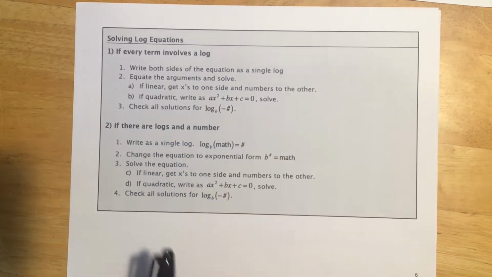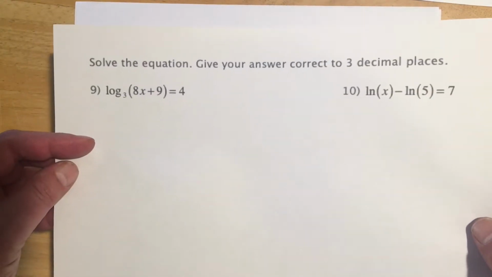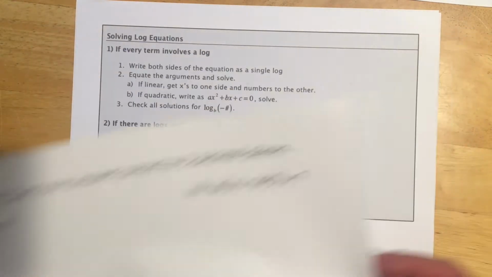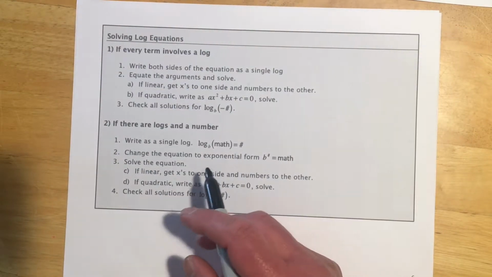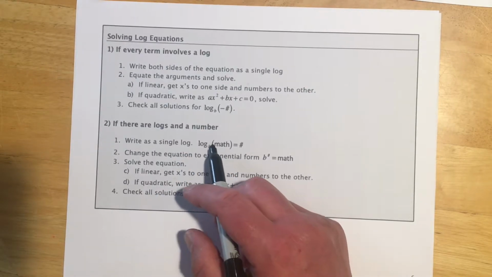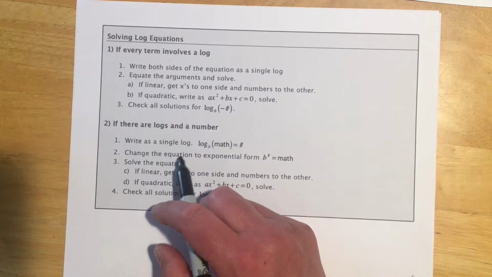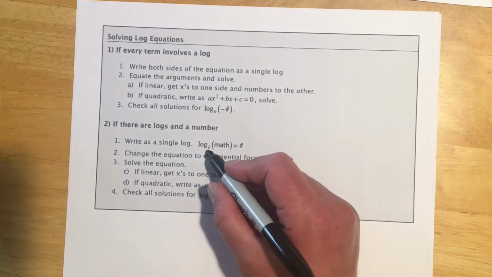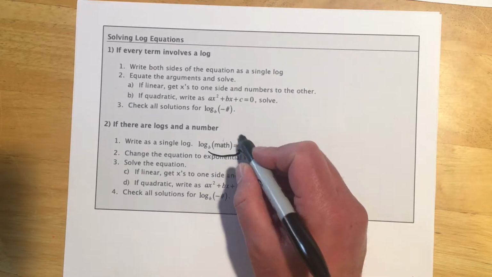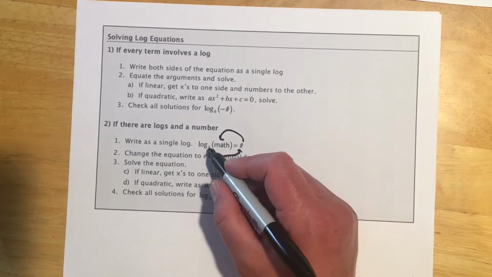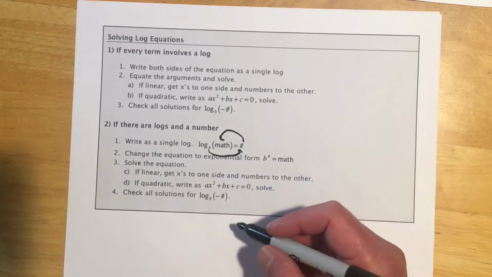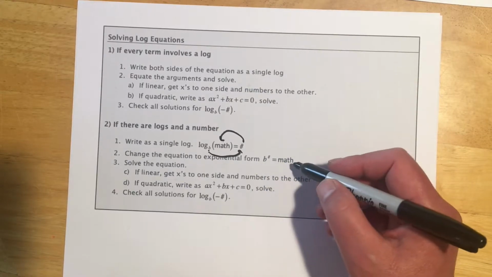So if there are logs in a number, that would look something like this thing coming up. So we got a log and a plain number as opposed to another log over here. So the first thing we want to do is make sure it's written as a single log. And so we want to get to this form. And then once we're here, we're going to change to exponential form. And remember, that's that base to the answer makes the stuff inside. So it's base to this makes that. And this is our base, our exponent, and then what we're used to thinking of as the answer. Once we have it in that form, we can solve it.